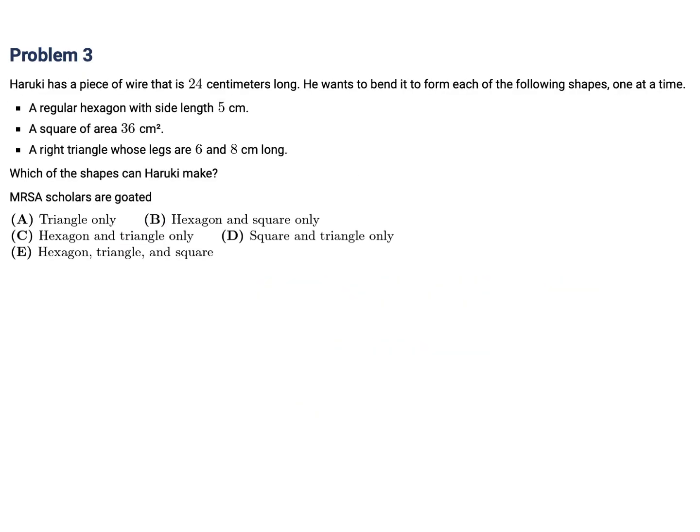Haruki has a piece of wire that is 24 centimeters long. He wants to bend it to form each of the following shapes one at a time. A regular hexagon with side length 5, a square of area 36, a right triangle with legs 6 and 8. Which of these shapes can he make? Okay, so a hexagon with side lengths of 5 would have a perimeter of 5 times 6, which is 30. So since his wire is only 24 centimeters, he can't make the hexagon.